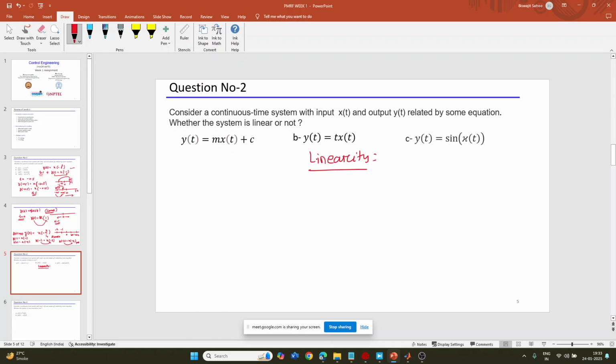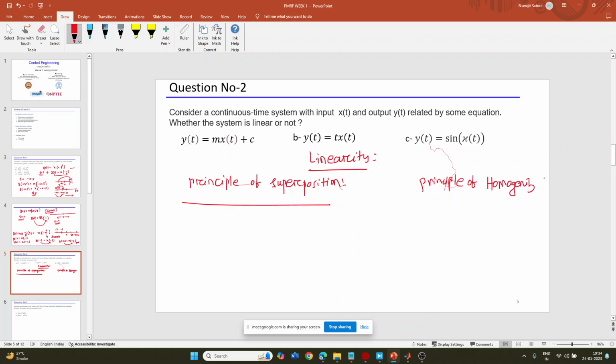The first principle is the principle of superposition. And the second principle is the principle of homogeneity. It is called the principle of homogeneity. So you just try to understand it first.